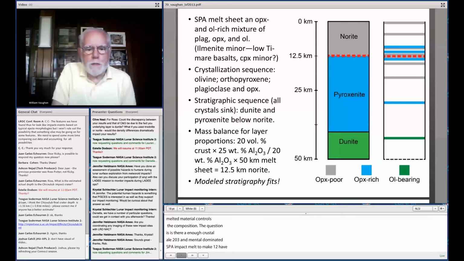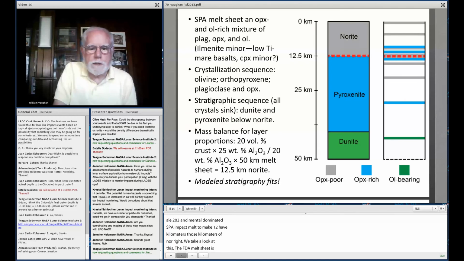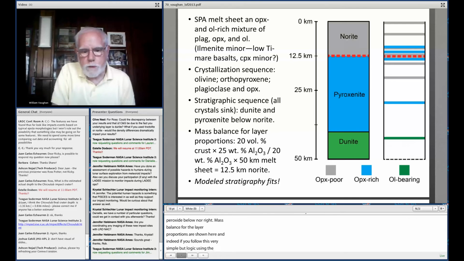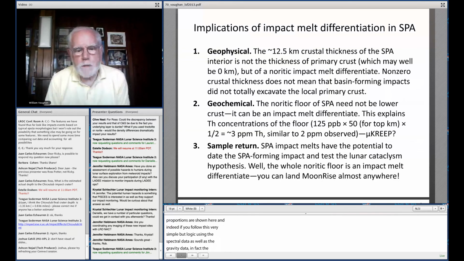Next, please. So when we take a look at this, the SPA melt sheet is indeed, as shown here, an orthopyroxene- and olivine-rich mixture of plagioclase, OPX, and olivine. Ilmenite is minor, probably low-titanium mare basalts. The crystallization sequence would be olivine, orthopyroxene, plagioclase, OPX. And the stratigraphic sequence, assuming that all crystals sink, would be dunite and pyroxenite below norite. So the mass balance for the layer proportions is shown here. And indeed, if you follow this very simple logic, using the spectral data as well as the gravity data, in fact, the model stratigraphy fits about 12.5 kilometers of norite. Next, please.